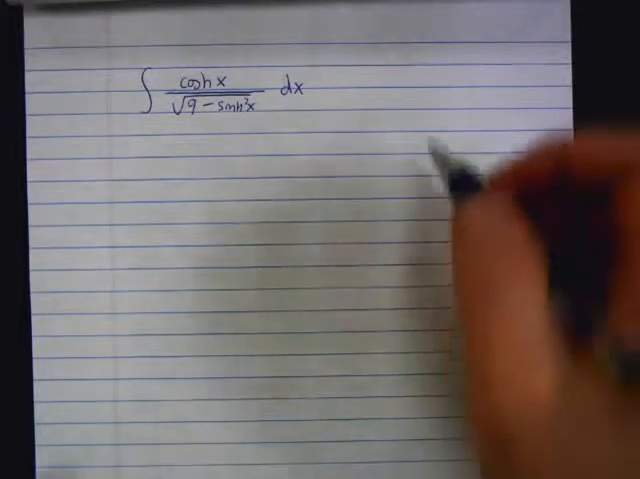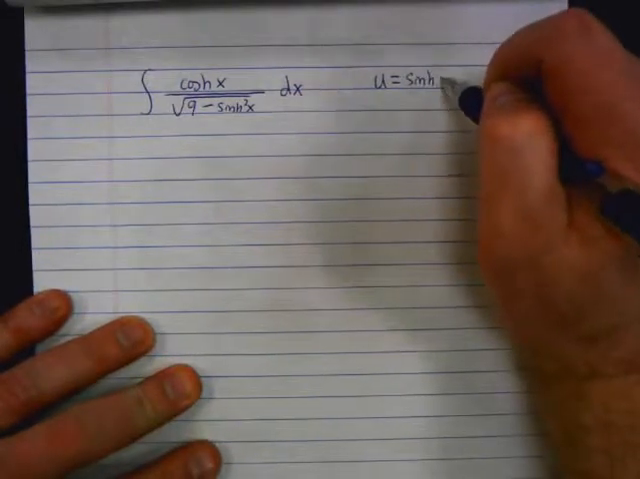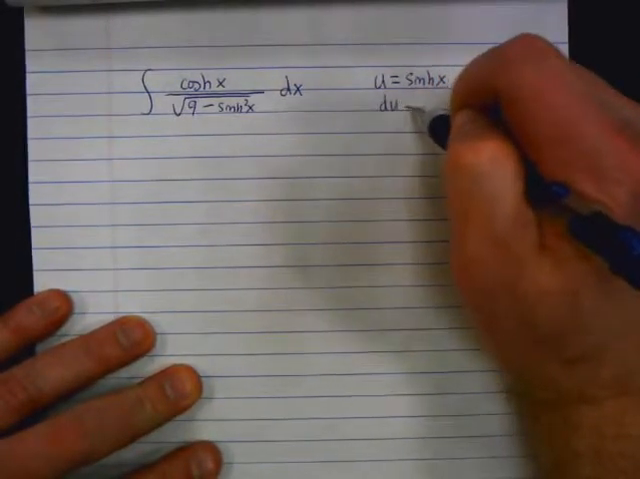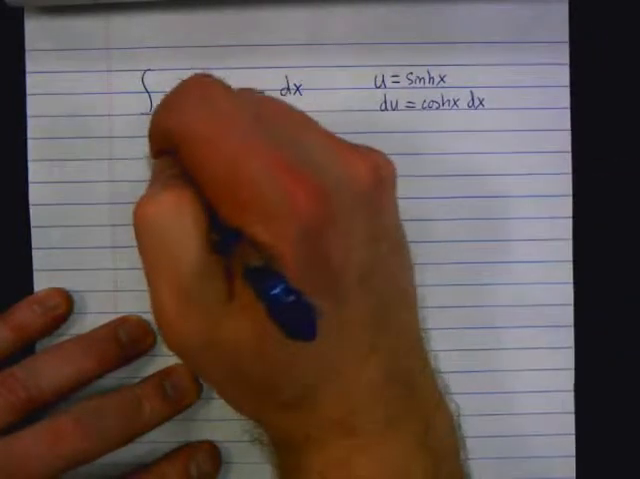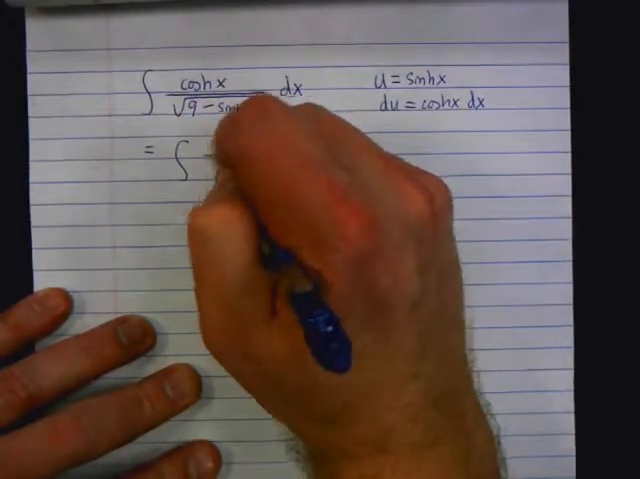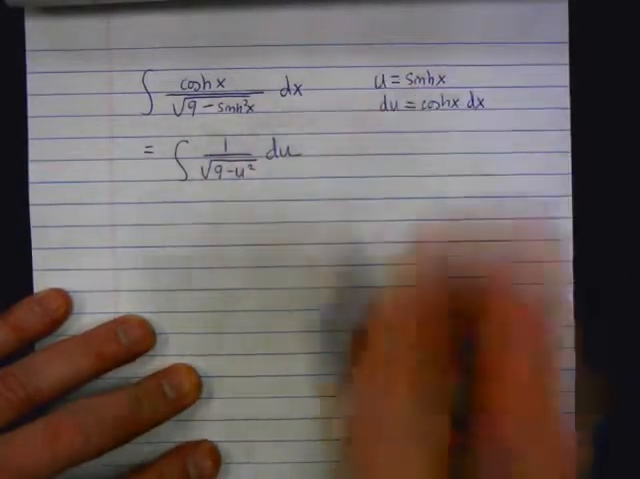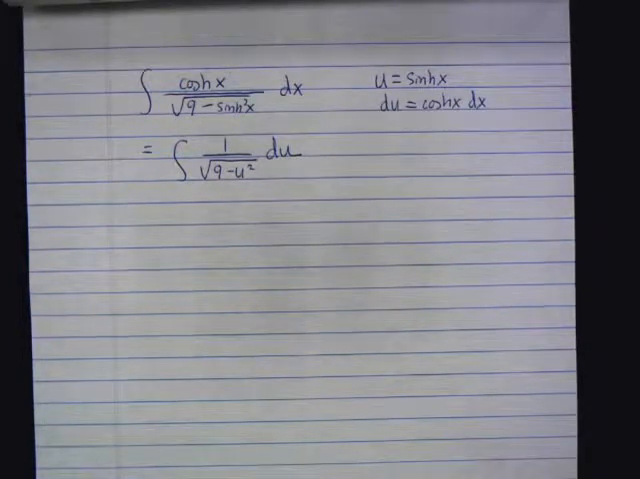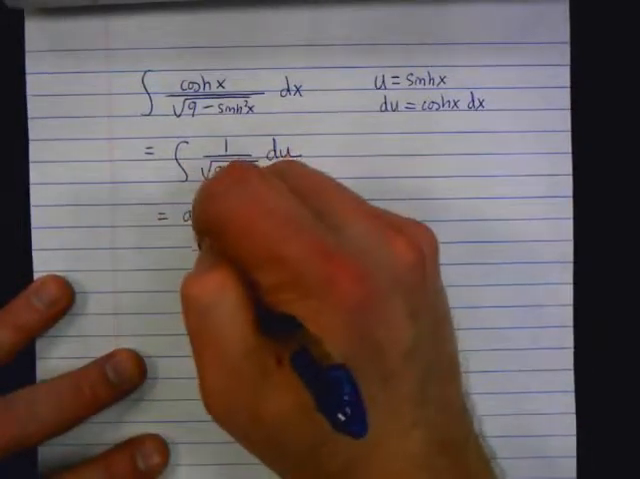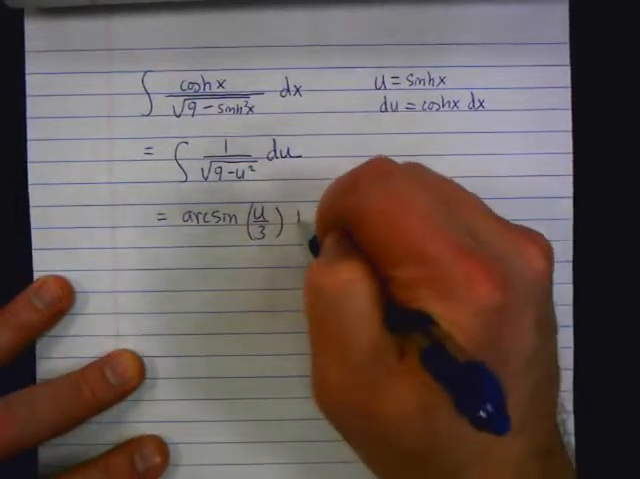If we start with a simple u substitution, u is hyperbolic sine. Why do you want u to be hyperbolic sine? Because it will get rid of that hyperbolic cosine, won't it? So this turns into the integral of 1 over the square root of 9 minus u squared du. And you're right, that fits exactly into one of those patterns that we had back in section 5.7. This is the arc sine form. So this is the arc sine of u over 3 plus c.